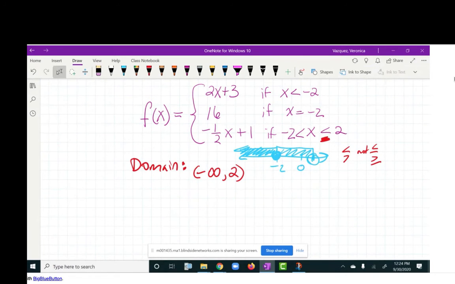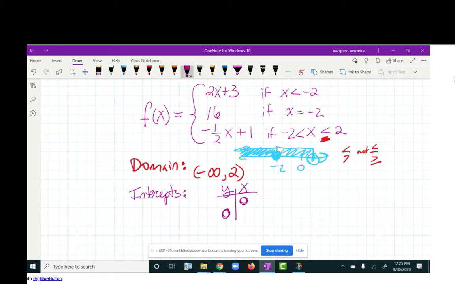Next, I want to find our intercepts. We potentially have 2 intercepts, a y-intercept and an x-intercept. Our y-intercept is when x is equal to 0, and our x-intercept is when y is equal to 0. It's easy enough to find the y-intercept.